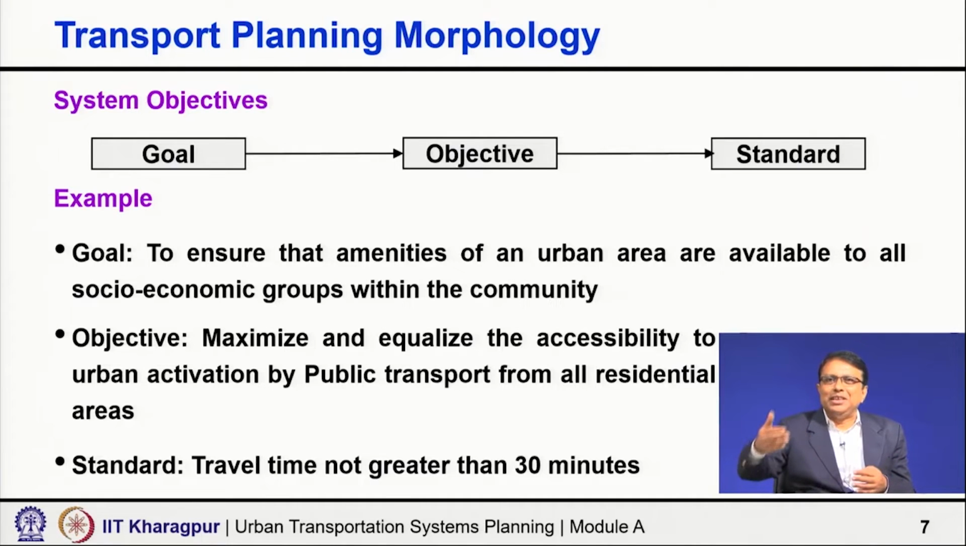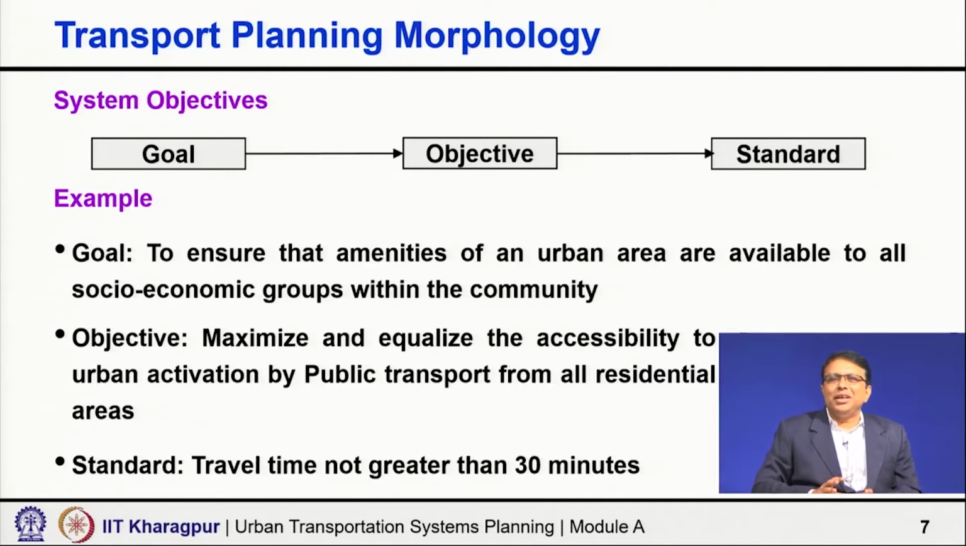It tells you about the end state, what you would like to achieve, but it does not tell you what you need to do immediately, right, does not give any sense of quantification. So, the objective in this context with this corresponding goal could be to maximize and equalize the accessibility to urban activation by public transport from all residential areas.